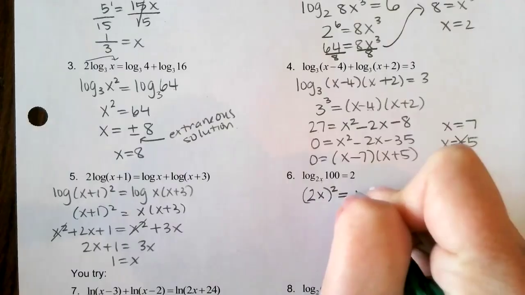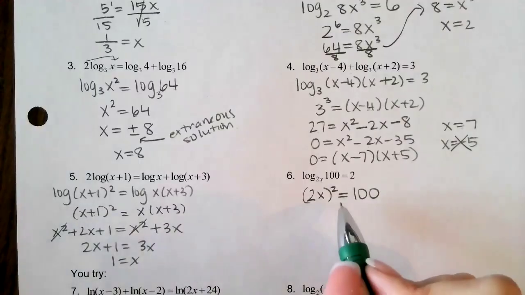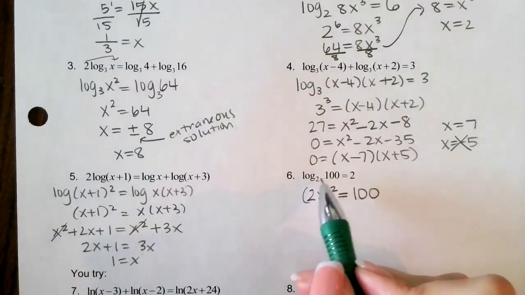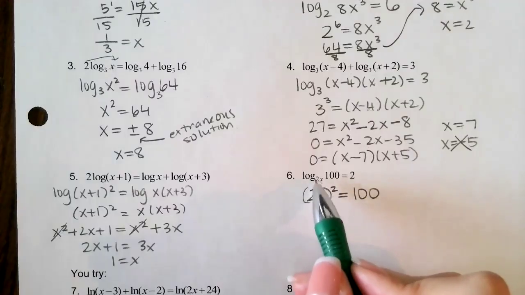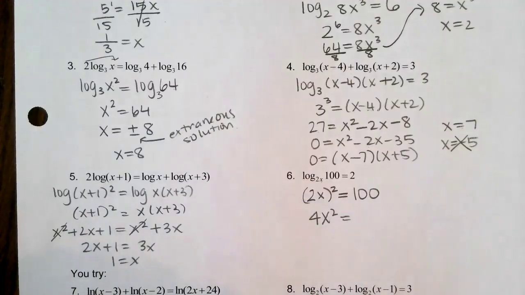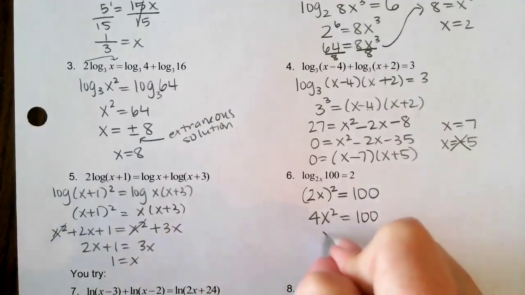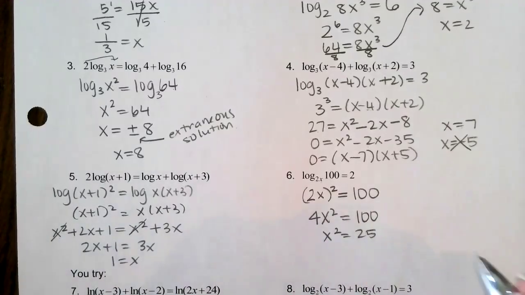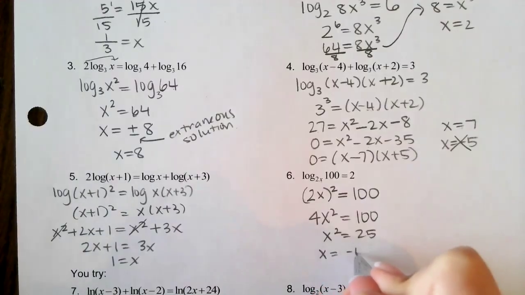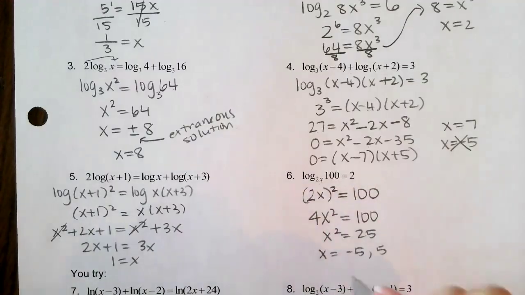So I get 2x squared is equal to 100. Now, the tricky part here for students is that they usually square the x, but they don't realize this entire base is being squared. So that is 4x squared, not 2x squared. So be careful with that. We divide by 4 and we get x squared is equal to 25. And so x is equal to negative 5 and positive 5. If I put a negative 5 here, that's going to make my base incorrect. So that is one of the extraneous solutions.